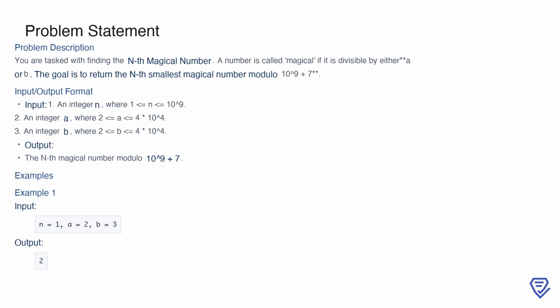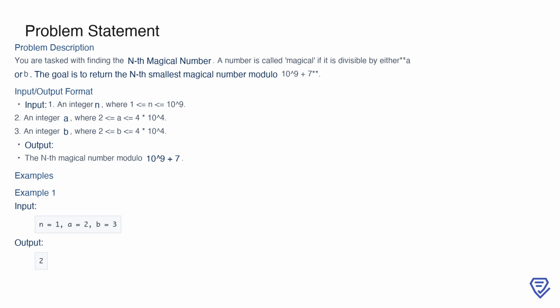The input consists of three parameters, n, a, and b. Here, n is the position of the magical number we need to find, and it can go up to 10 to the power of 9. A and b are the divisors that define the magical numbers, and both of these values lie between 2 and 4 * 10 to the power of 4. The output will simply be the nth magical number after applying the modulo operation.